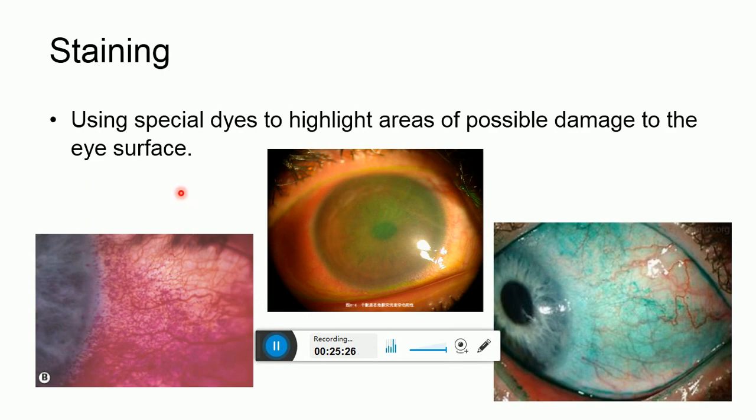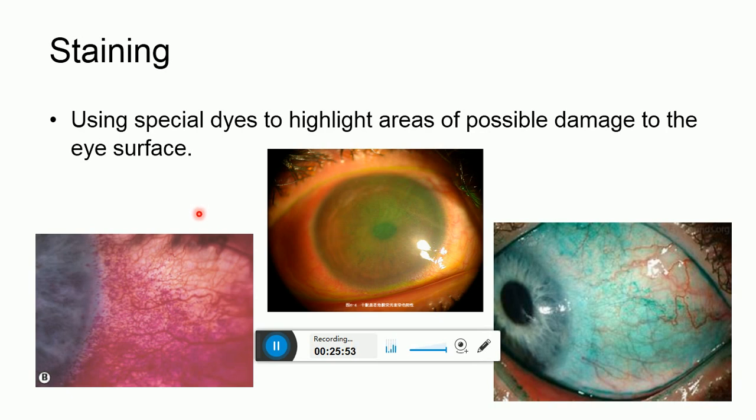Ocular surface staining. There are several staining methods like fluorescein, rose bengal, and lissamine green. Fluorescein stains corneal and conjunctival epithelium where there is sufficient damage to allow the dye to enter the tissues.